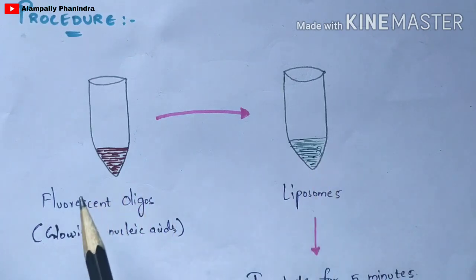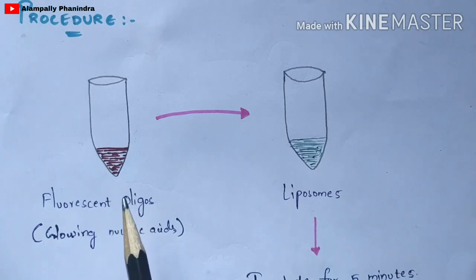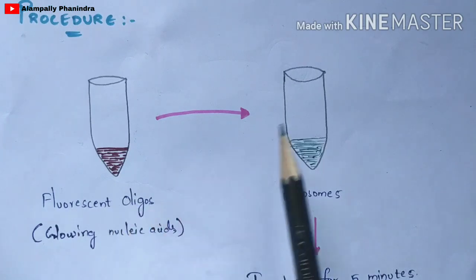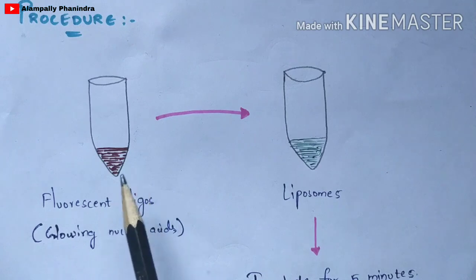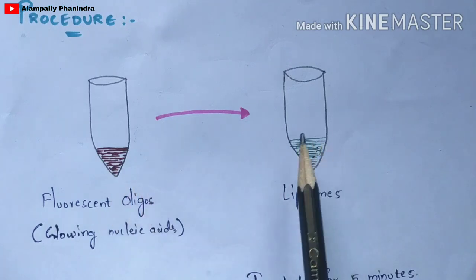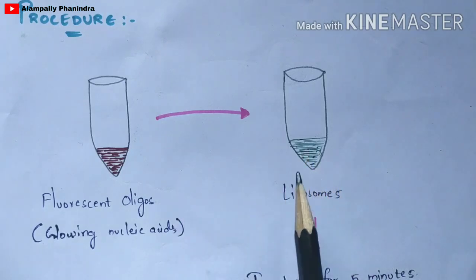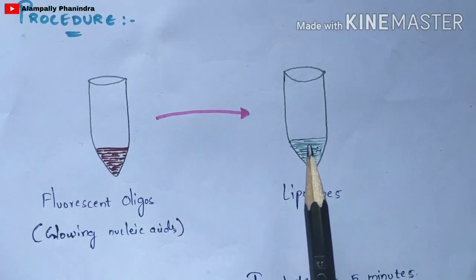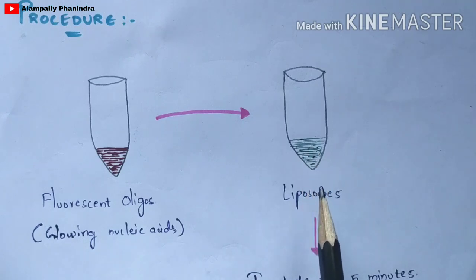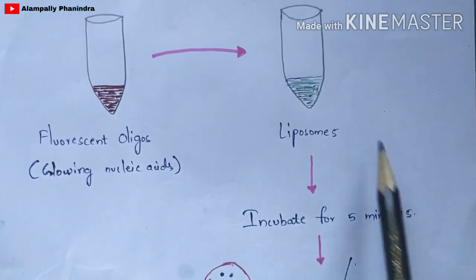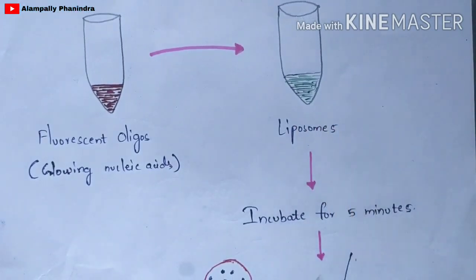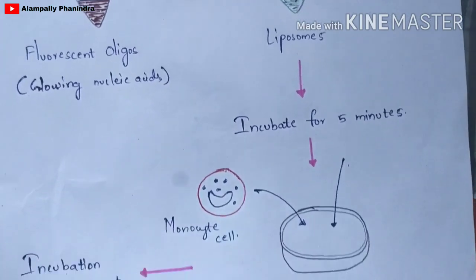Now you are going to add these fluorescent oligos, or the glowing nucleic acids, into the liposomes. You pour the content from this cuvette into the second cuvette, right? And now in this cuvette, what will happen? The liposome and fluorescent oligos formation occurs. The mixture of fluorescent oligos and liposomes will be present in this second cuvette. In the next step, you are going to incubate this mixture for 5 minutes.